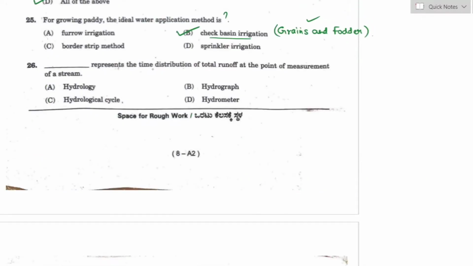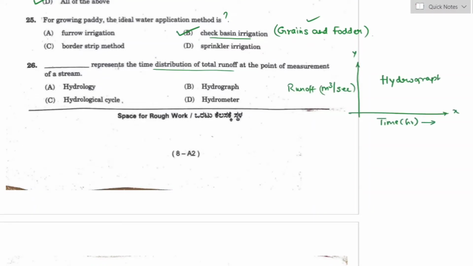Question number 26. Dash represents the time distribution of total runoff at a point of measurement on a stream. Hydrograph represents the time distribution of total runoff at a point of measurement. So option B is the right answer.